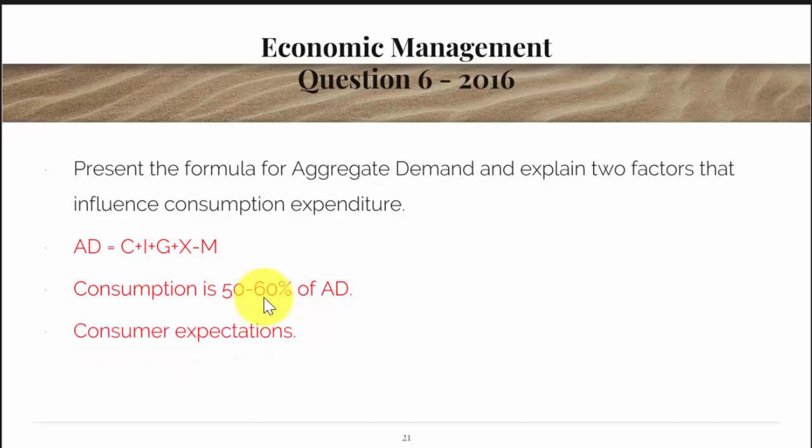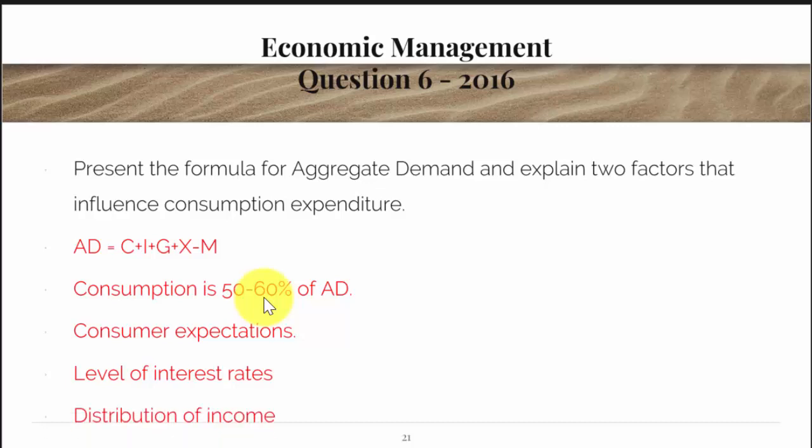In terms of the factors that may influence consumption is consumer expectations or consumer confidence. If they are confident, then they're more likely to spend. And that's usually the case when we have good economic times. The level of interest rates, if they're lower, means that they can borrow money to buy goods and services. Alternatively, their incentive to save money will be decreased.